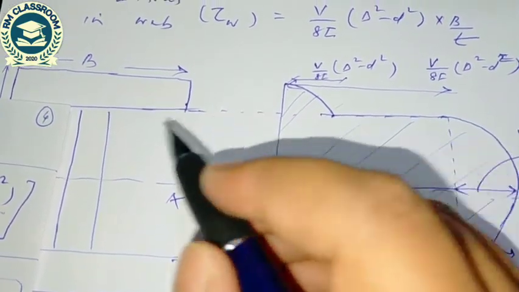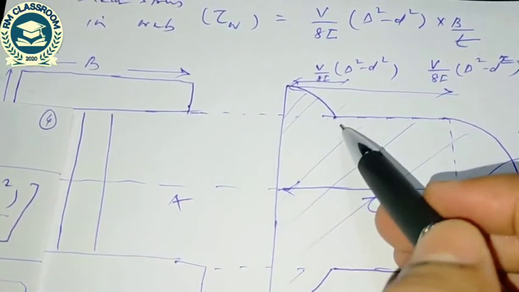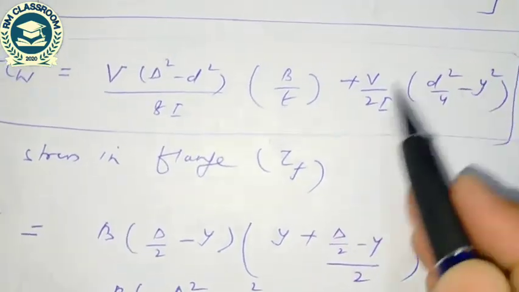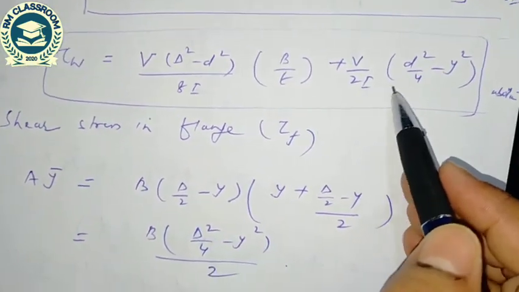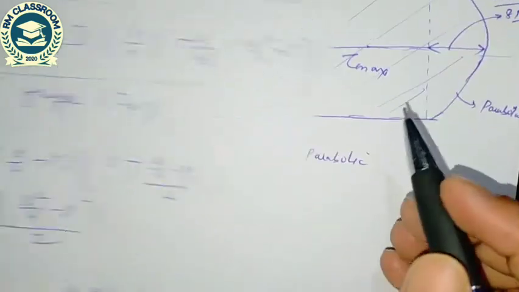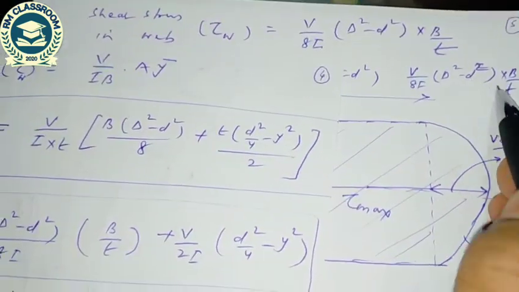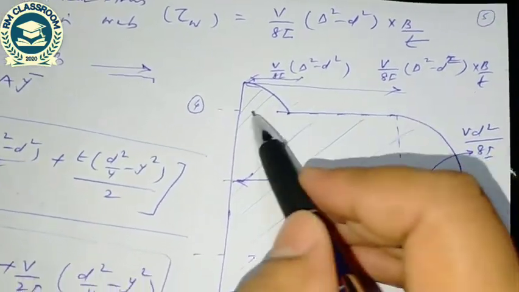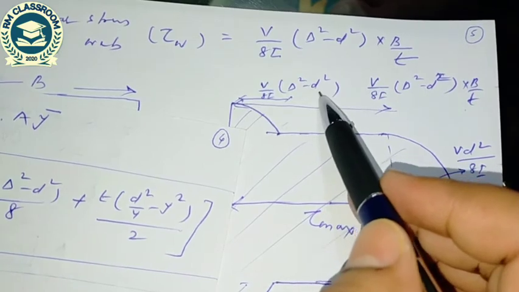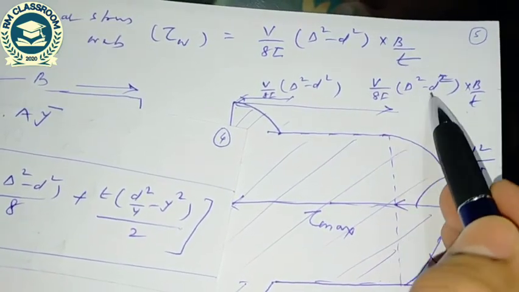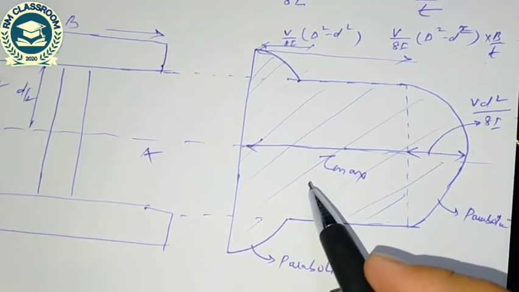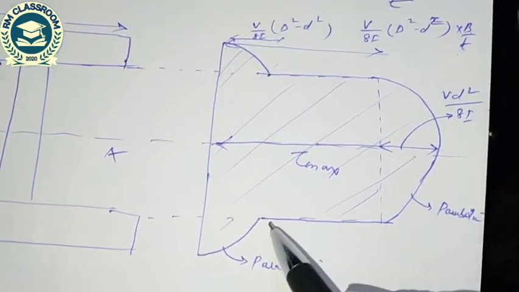And when y is equal to d by 2, the expression of shear stress in the web is this. So this one is the same as before, and additionally V by 8I (D square minus d square) B by T. So the total shear stress at this portion is V upon 8I (D square minus d square) plus V upon 8I (D square minus d square) into B by T. Similarly, when Y is equal to 0, the maximum shear stress will occur.